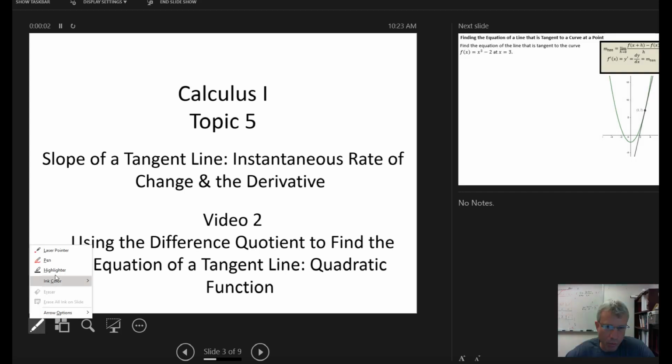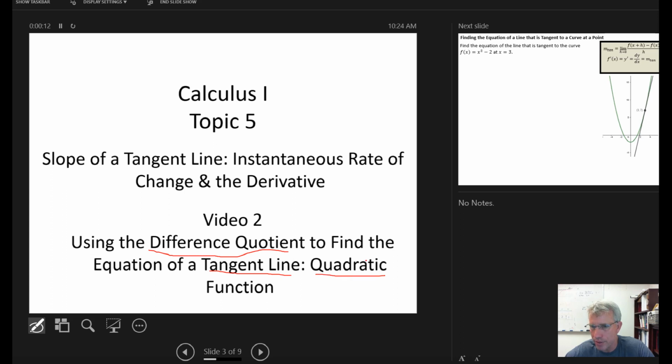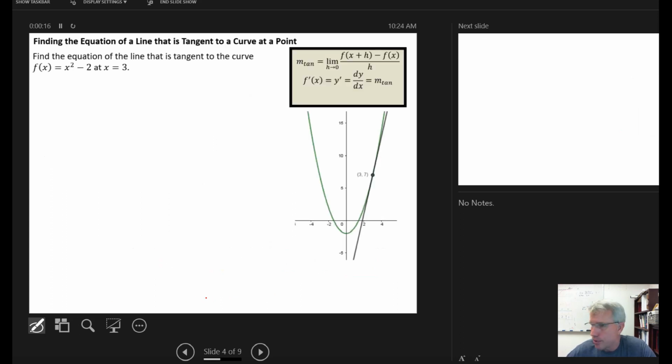So in this video, we're going to use the difference quotient to find the equation of a line that is tangent to a graph. And in this particular case, we're going to find the equation of a tangent line to a quadratic function. So it says find the equation of the line that is tangent to the curve f of x equals x squared minus 2 at x equals 3.